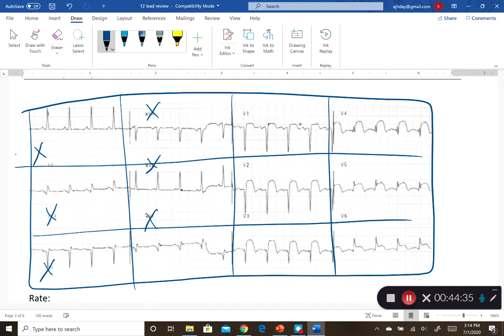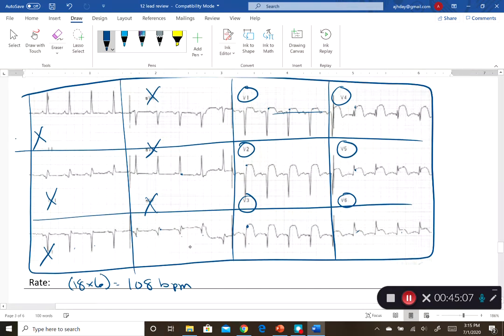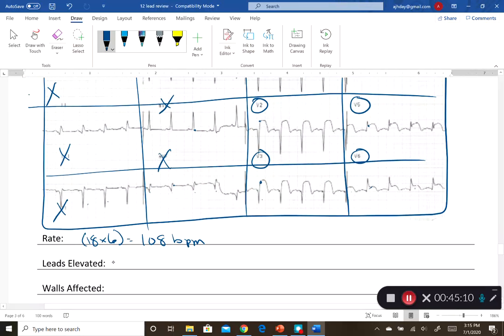V1, definitely got some elevation here, right? V2, definitely some elevation. Same with V3, V4, V5, and V6. Now let's figure out my rate. 1, 2, 3, 4, 5, 6, 7, 8, 9, 10, 11, 12, 13, 14, 15, 16, 17, 18. Whew. So 18 times 6 gives me a heart rate of 108 beats per minute. My leads elevated, I have basically V1 through V6.